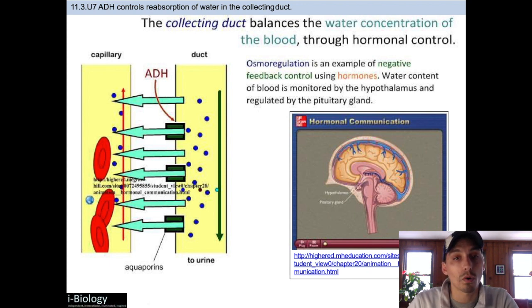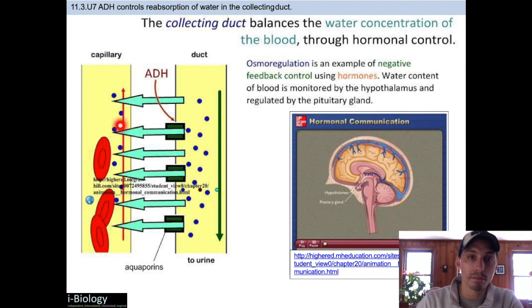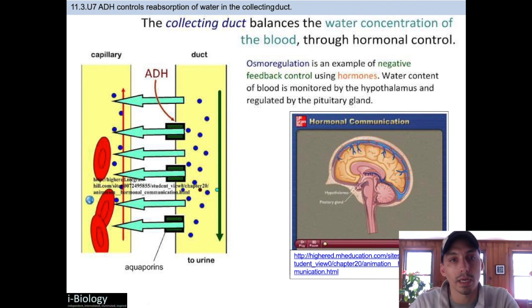Osmoregulation is an example of negative feedback control that we talked about previously. This is using hormones for negative feedback control. So when there's not enough water, I release a hormone that helps me maintain water. And as that water in the blood increases as a result of pulling it out of the urine, then it's going to decrease the need for ADH. So because the result decreases the stimulus here, that is a negative feedback.